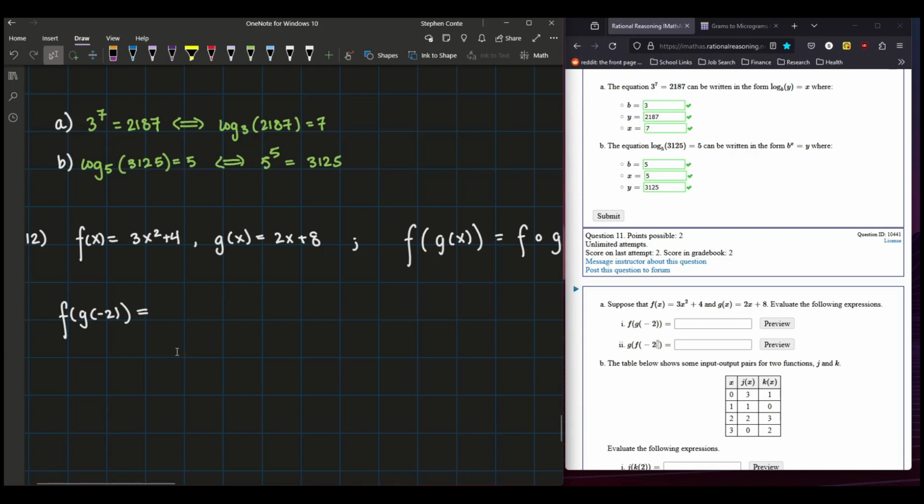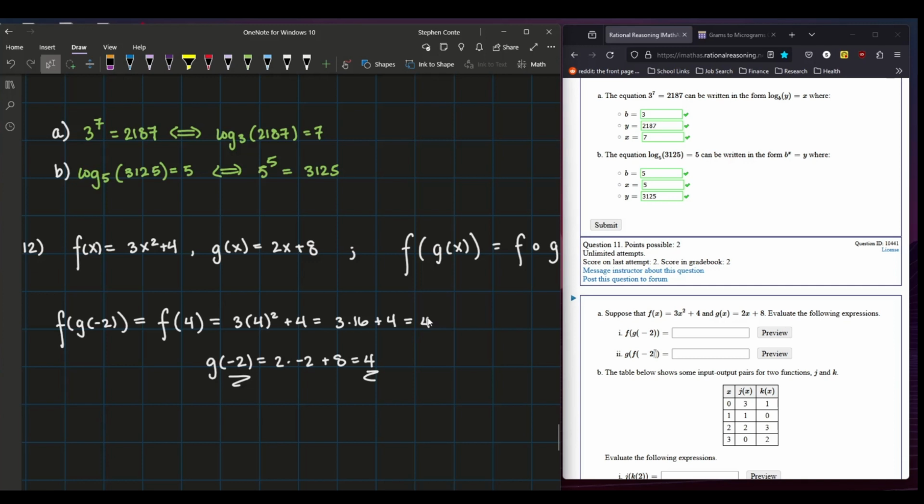So let's do this first, right? So f of g of negative 2. First of all, g of negative 2 is what? 2 times negative 2 is negative 4, plus 8 is just positive 4. So now instead I'm looking at f of 4, right? Because g of negative 2 is equal to 4. Now, f of 4 is just 3 times 4 squared plus 4. This is 3 times 16 plus 4. This is 48 plus 4. And this is 52.